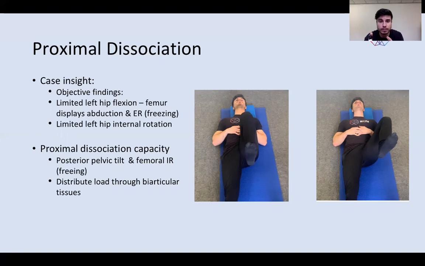to allow for a sharing of load. So ideally, to reflect this dissociation capacity, we would like to see the femur express the capacity to maintain its position in the sagittal plane as we move that through hip flexion, and for the pelvis to posteriorly rotate, where the femur will be able to relatively internally rotate relative to the pelvis. So we need that hip internal rotation to achieve full hip flexion. And what we also might see is limited left hip internal rotation, as it's classically measured with the hip at 90 degrees of flexion.